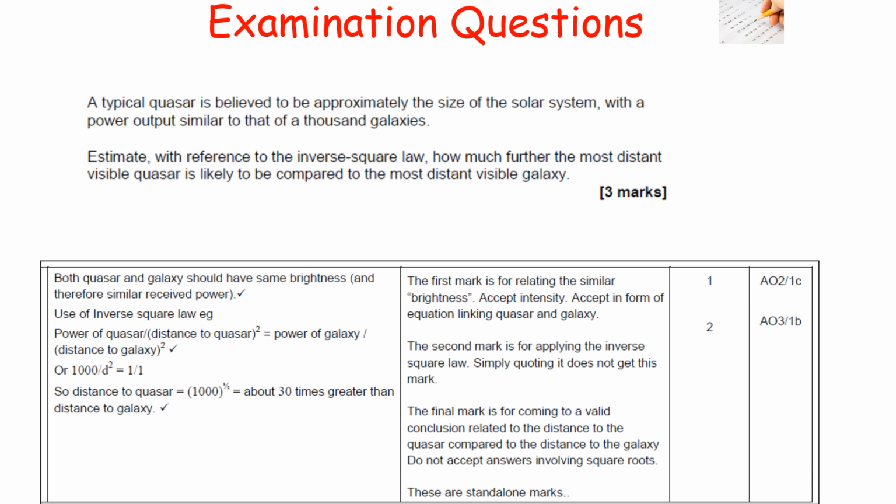Now we already can say that if the power of a galaxy is going to be 1, well then the power of a quasar is going to be 1,000.